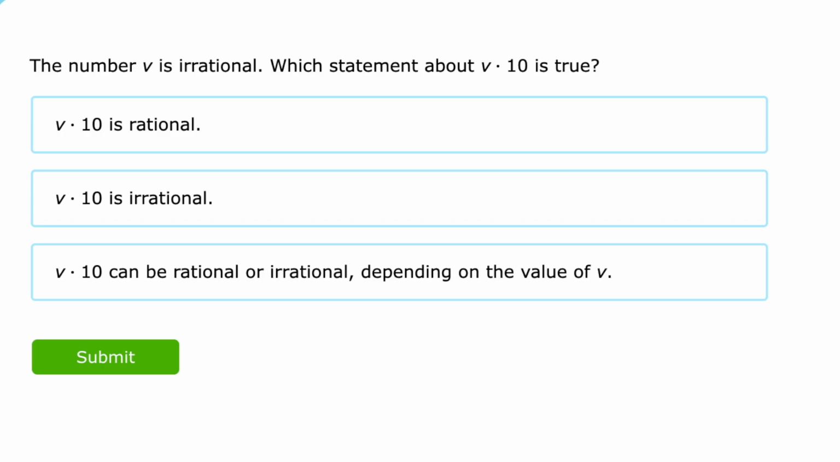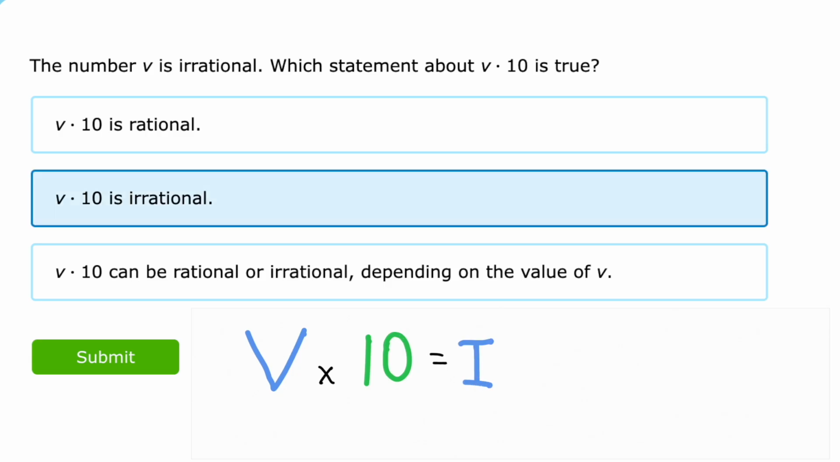Next, the number v is irrational. Which statement about v times 10 is true? Well, since v is irrational and 10 is rational, our answer must be irrational.